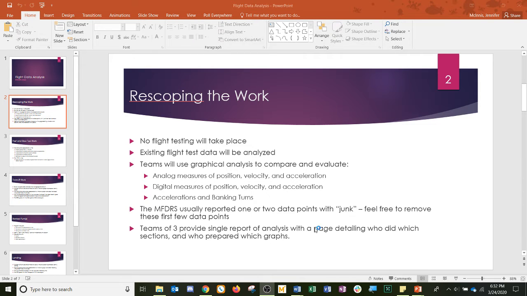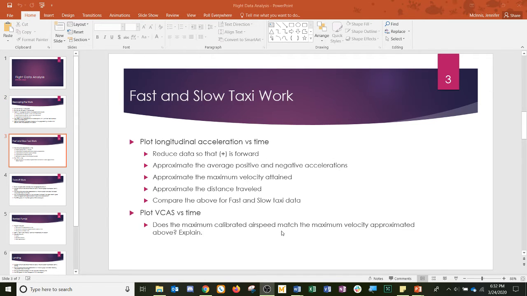I do want to know who does what sections and who prepares which graphs. So do make sure that you make a page that just explains who did what.